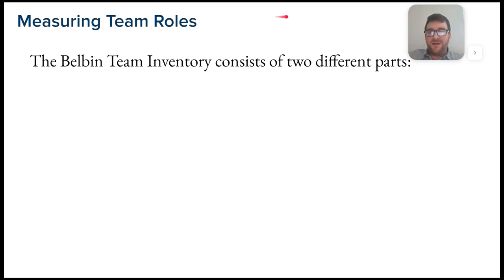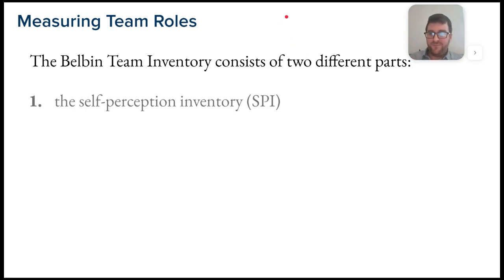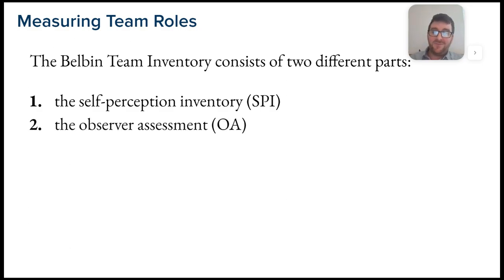So there are 2 parts to Belbin's team inventory. Firstly, the self-perception inventory, which we can call the SPI. Secondly, the observer assessment, which can be called the OA, like the Netflix show.